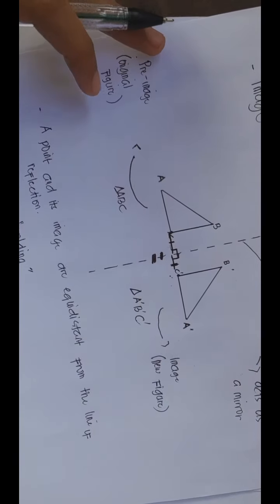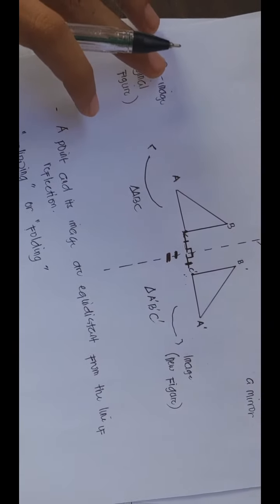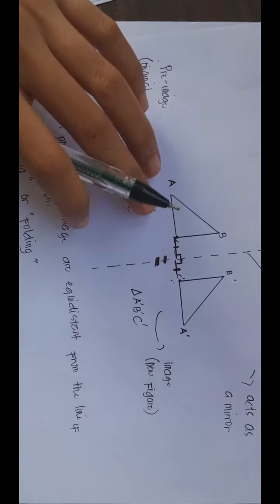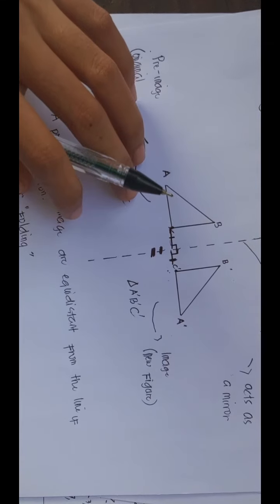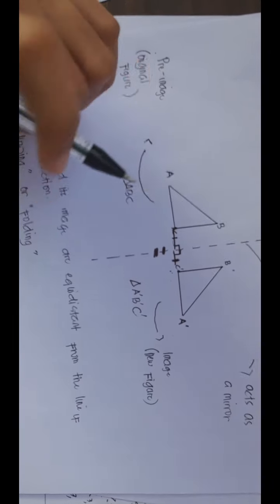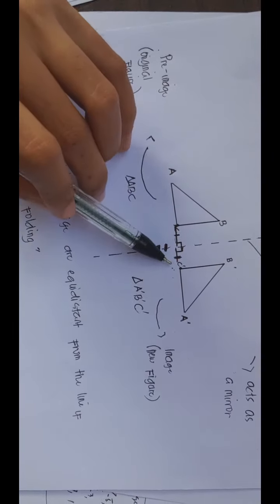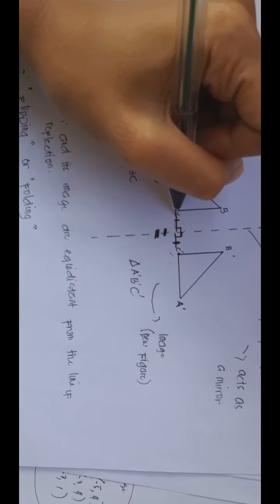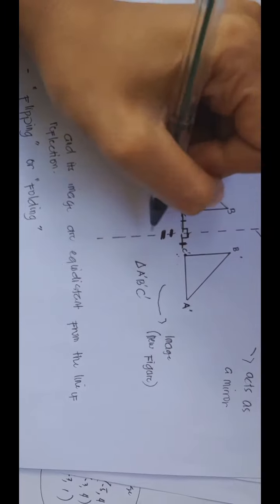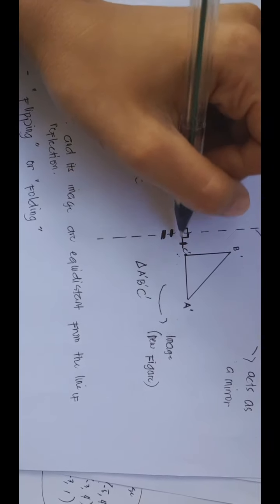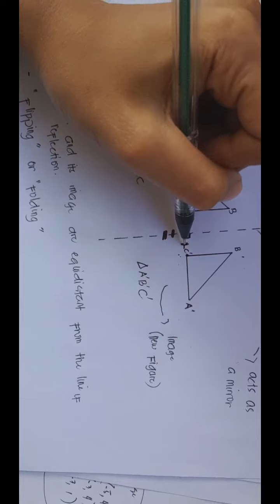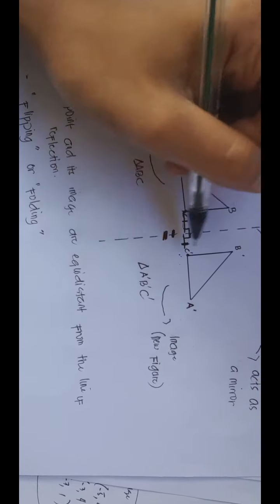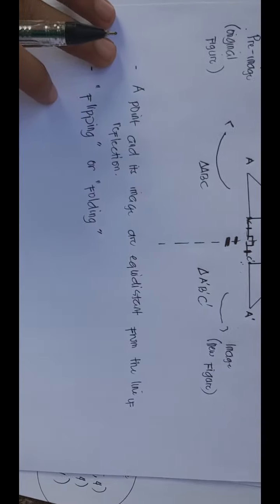So next, a point and its image are equidistant from the line of reflection. Now, let's take for example this illustration. We have point C and its image point C prime. The distance of point C from the line of reflection must be equal to the distance of point C prime from the line of reflection. Okay?